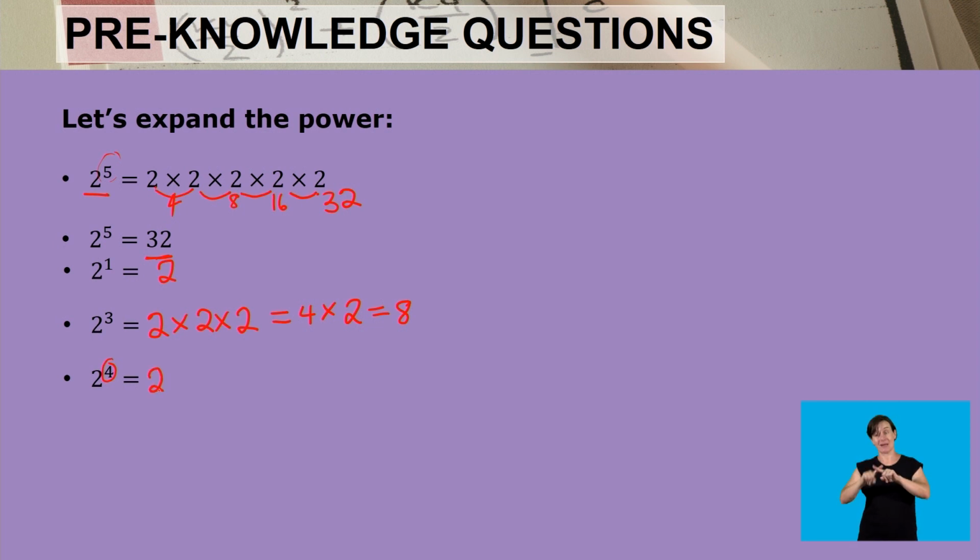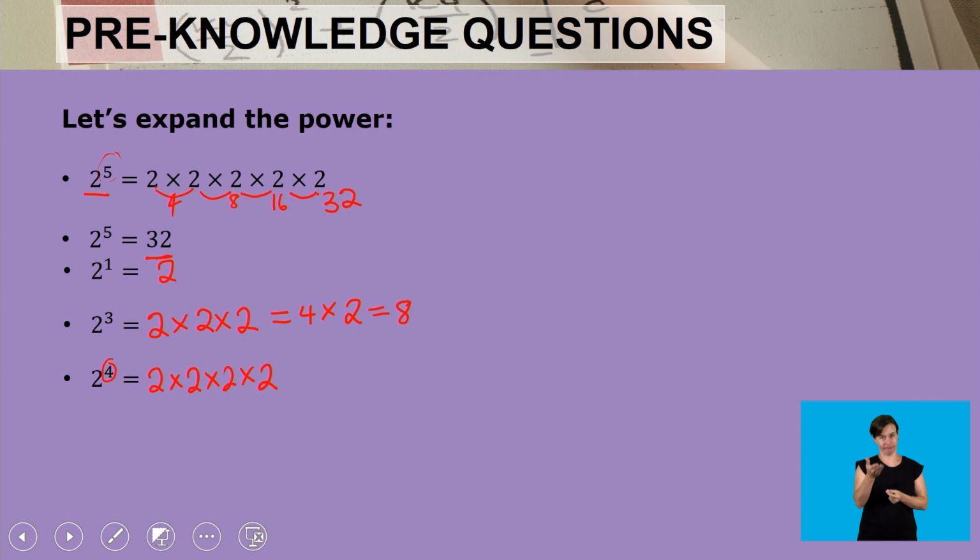So that is 2 multiplied by 2, multiplied by 2, and multiplied by 2. So that 2 is multiplied by itself 3 times. In total, we have 4 of those 2's appearing there. And that is how we would expand a power. And of course, you can go ahead and calculate that.